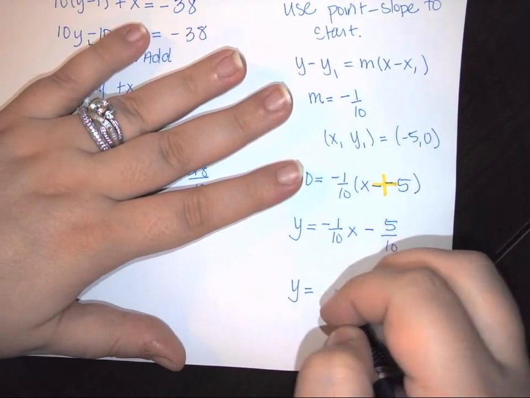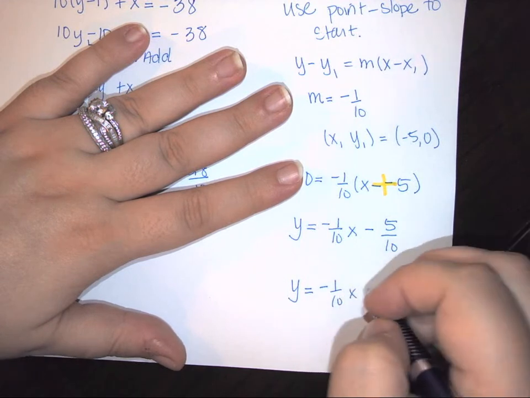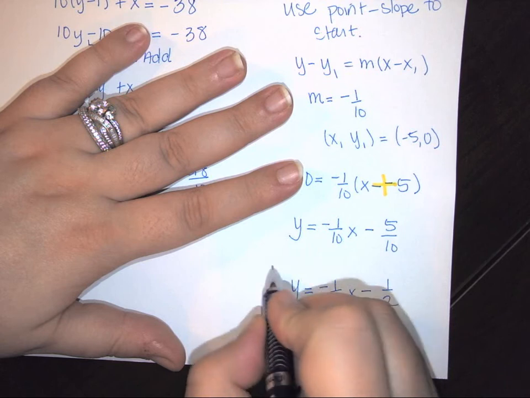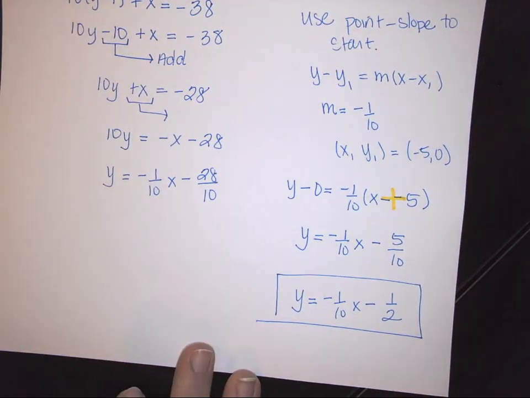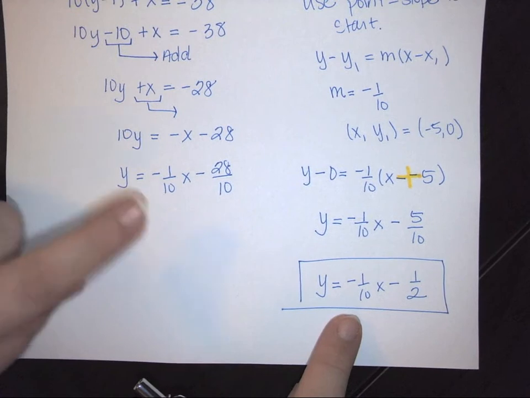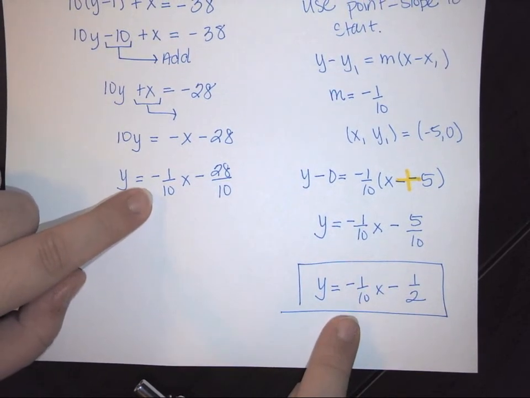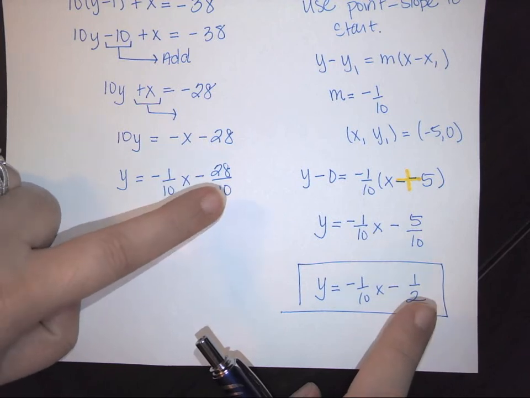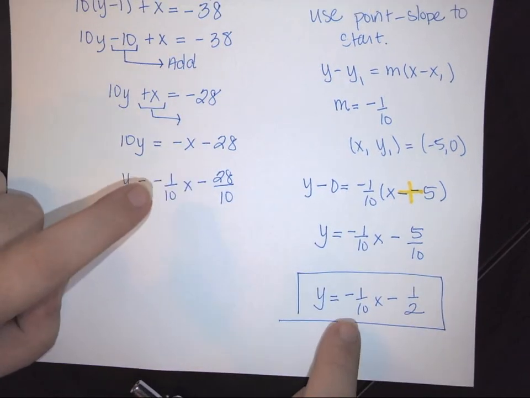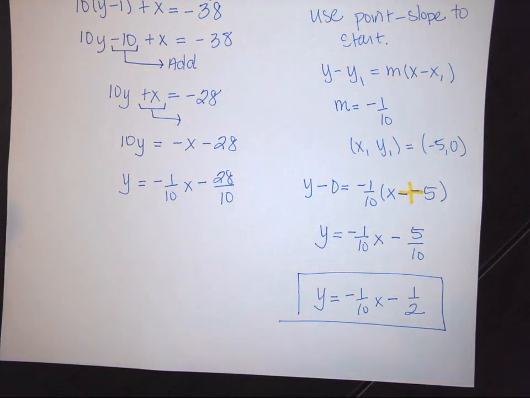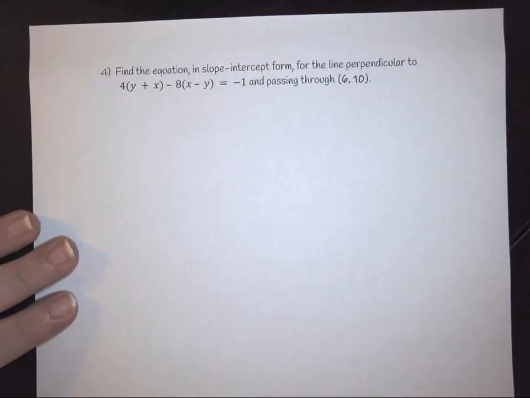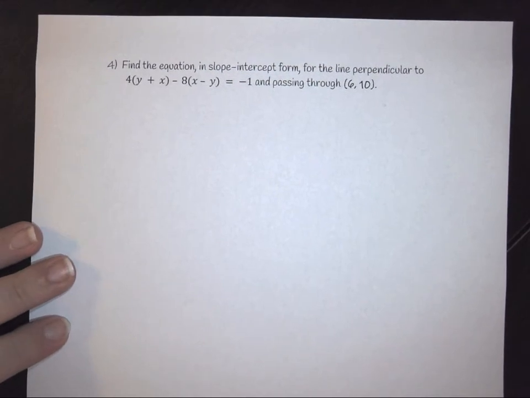So this becomes y equals negative 1/10 x minus 1/2. And this was the line I was looking for. So as you can see, this line is parallel to the line I started with, and it has completely different y-intercept points. Therefore, I answered my question. Alright, so that one we did was parallel.